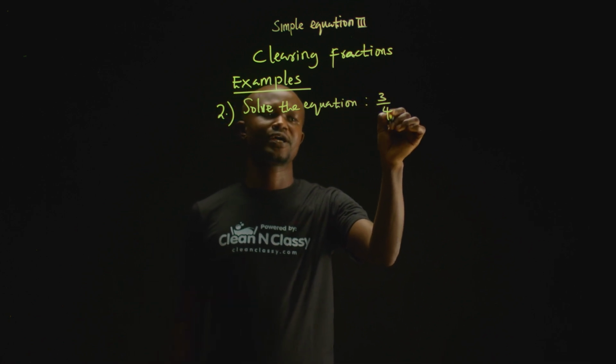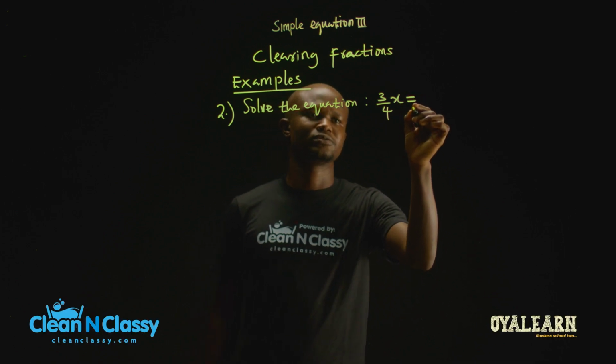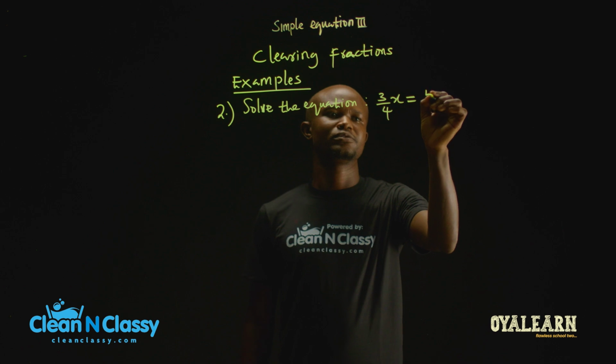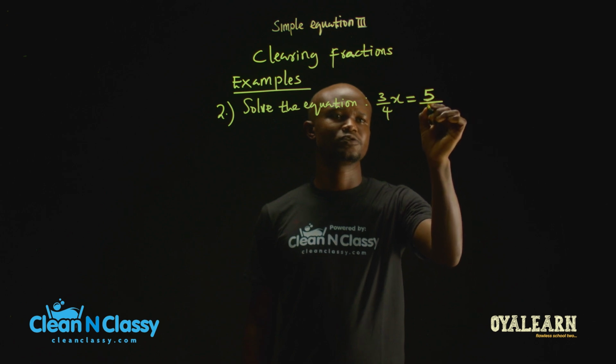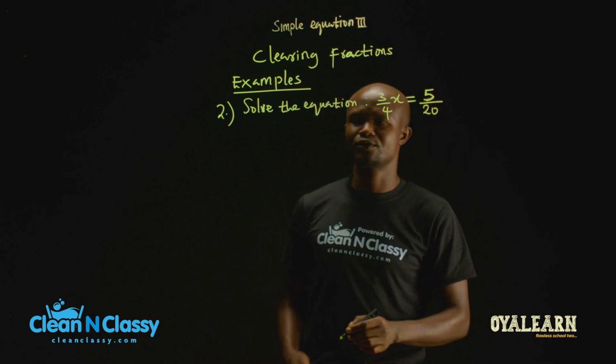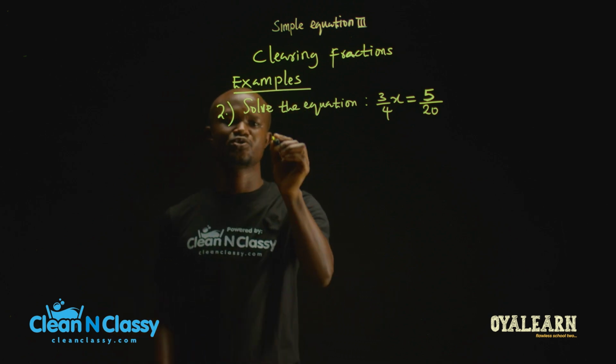3 over 4x is equal to 5 over 20. 3 over 4x equals 5 divided by 20. Solution.